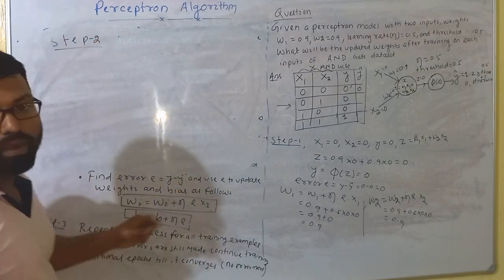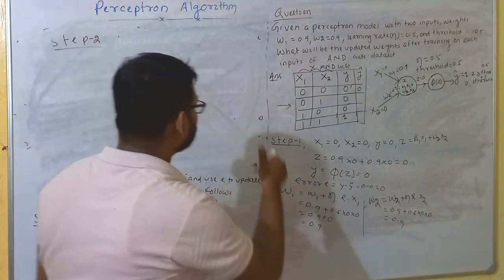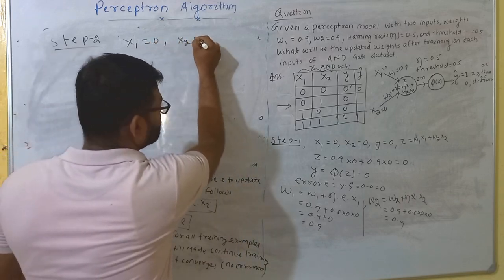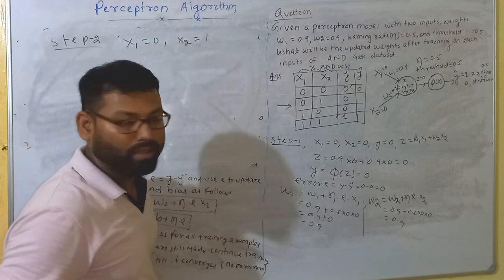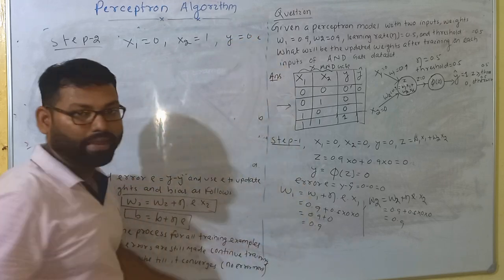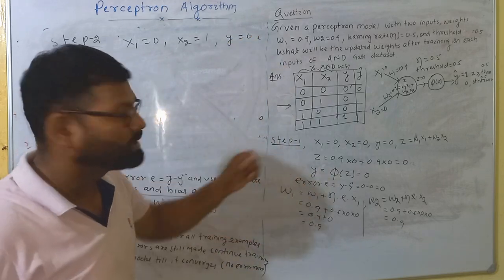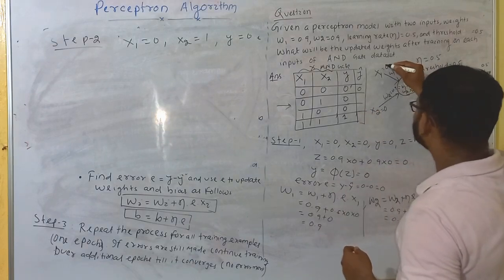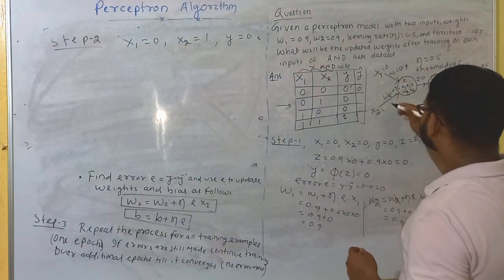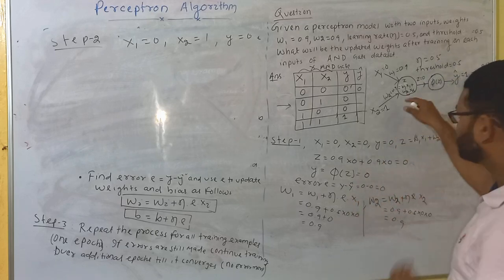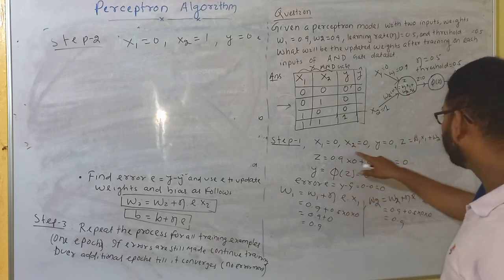In step 2, what is the x value? x1 is equal to 0 and my x2 is equal to 1. What is the real output? The real output is equal to 0. Now we have to find our z value. Remember that for the input, x1 equals 0 and x2 equals 1. So do the summation value z, multiplying this, using the same formula.